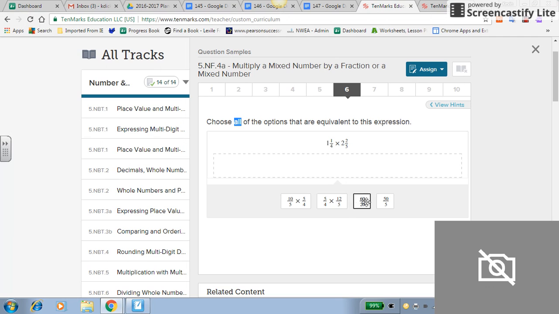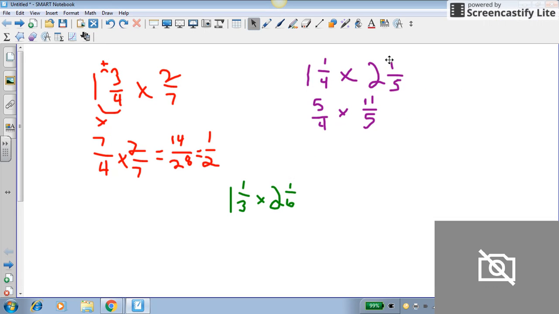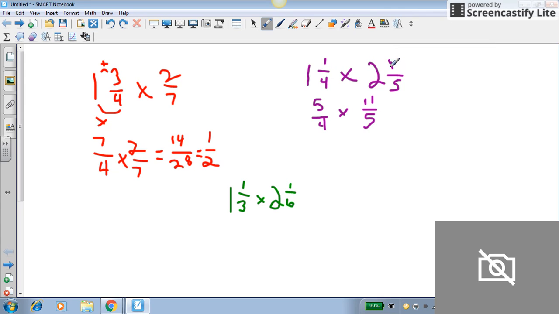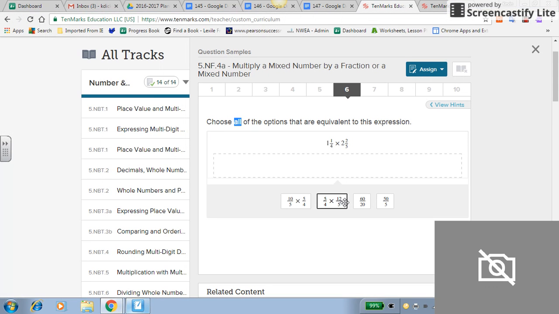Is there anything here that has that? 5/4 times, oops, I'm sorry, that's 12/5. I might have read the number wrong. It's 2 2/5. Yeah, so let's just fix that real quick. So that's 2/5, which would make that 12. So 5/4 and 12/5. Sure enough, there's that. Now, that's not good, so one of these must be the answer.